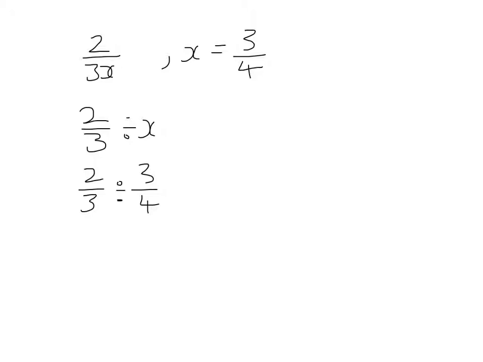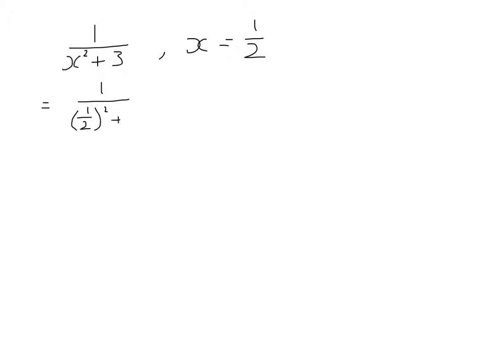And if you can remember back to year 7, if you're dividing by a fraction, what you need to do is we invert the second term, the second fraction, and we'll turn it into a times. So this now becomes 2/3 times by 4 over 3. You multiply it through, 2 times 4 is 8 on the top, and 3 times 3 is 9 on the bottom. So our answer for that one there is 8/9.